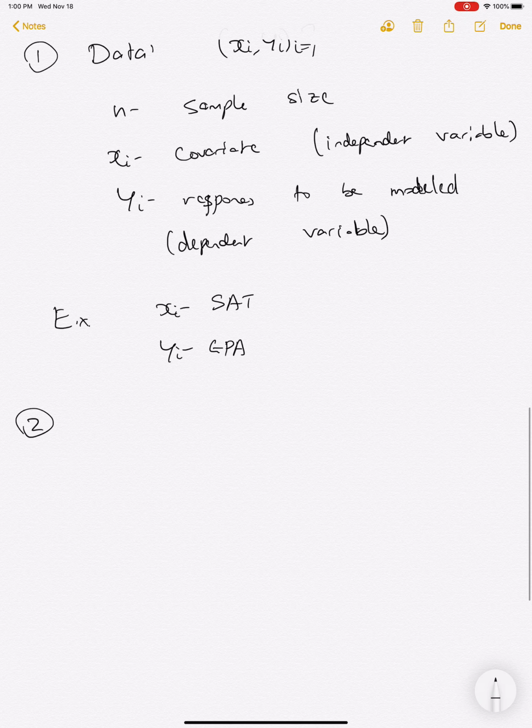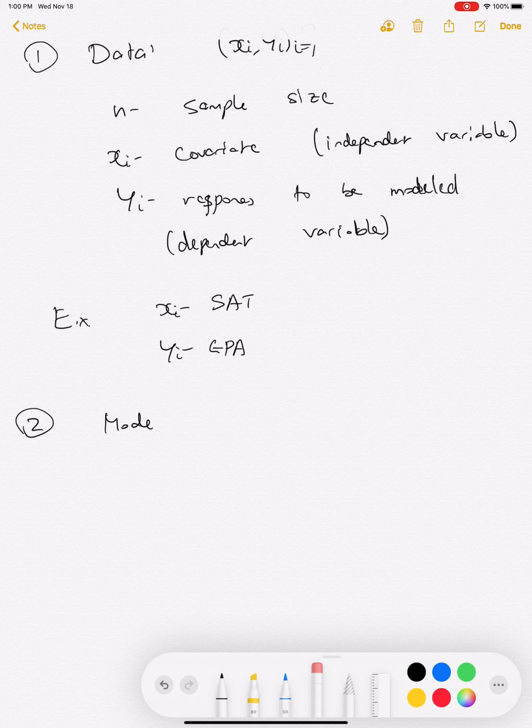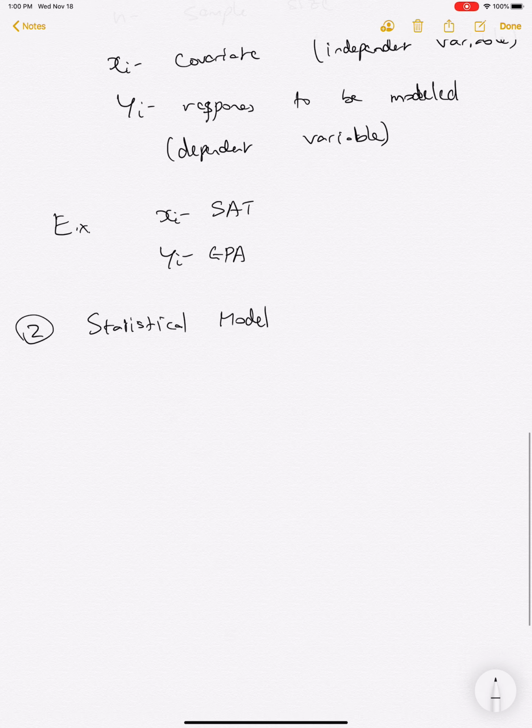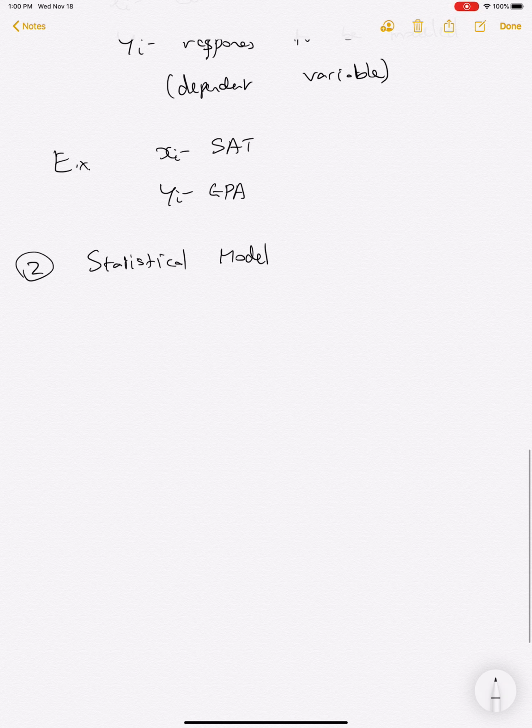The second thing is the model, or the statistical model. This is where it's a linear relationship. What that means is that y is going to be equal to beta 0, which is like an intercept or a mean term. We'll talk about some interpretations for that shortly.